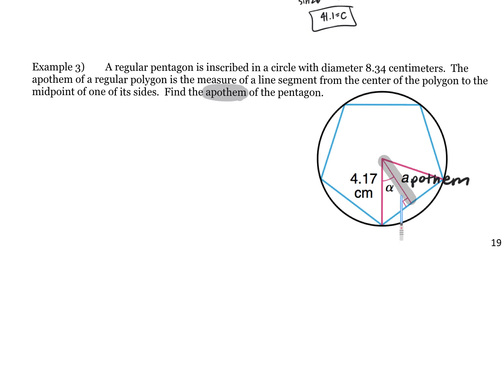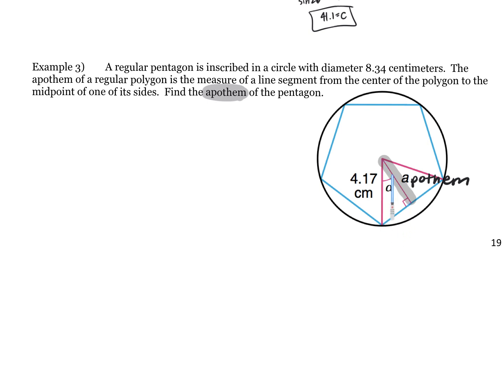It says find the apothem. People, do you agree? I do have a right triangle here. So we can do a little SOHCAHTOA, but correct me if I'm wrong, I don't have much info about this right triangle. I don't have this leg. I don't have this leg. I do have my hypotenuse.